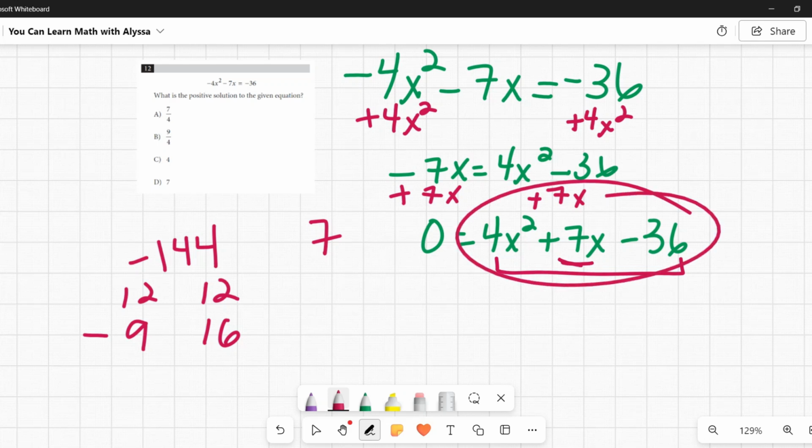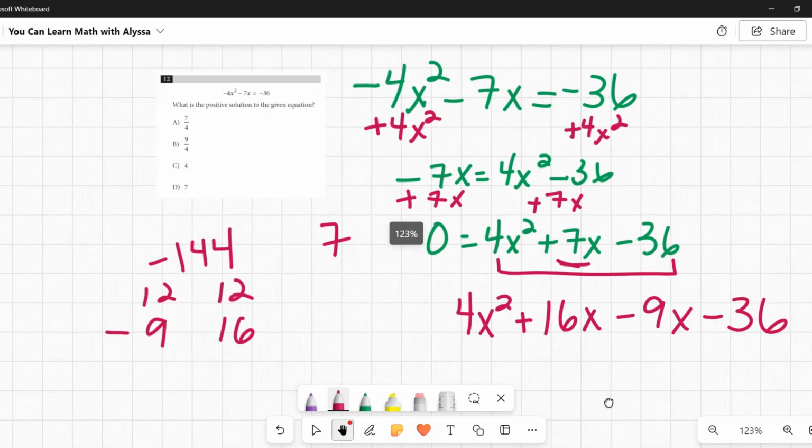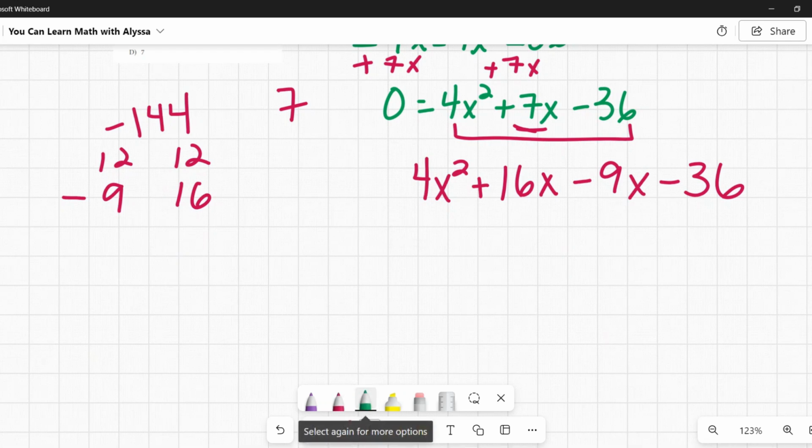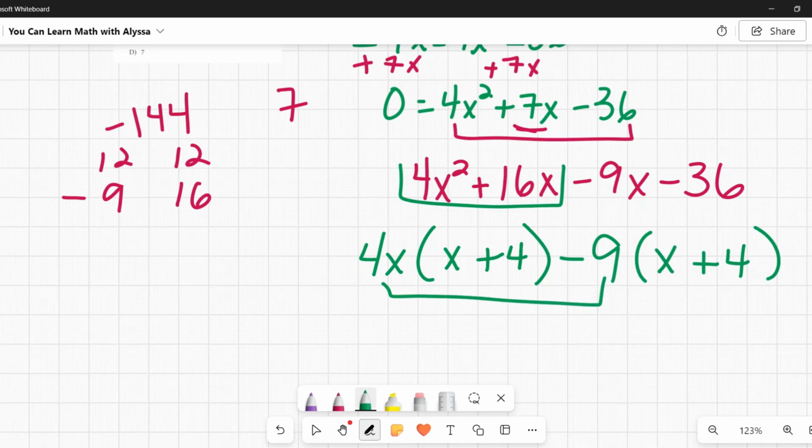Okay, so negative 9 and 16. So I'm going to go over here and pair them up. I'm going to have 4x squared plus 16x minus 9x minus 36. And then I'm going to factor by grouping. In this first group, I can pull out a 4x, and that leaves behind x plus 4. I want this second group to also be x plus 4, so what can I bring out of here to make that happen? It's going to be a negative 9 that I pull out. And then these combine together to be 4x minus 9 times x plus 4.